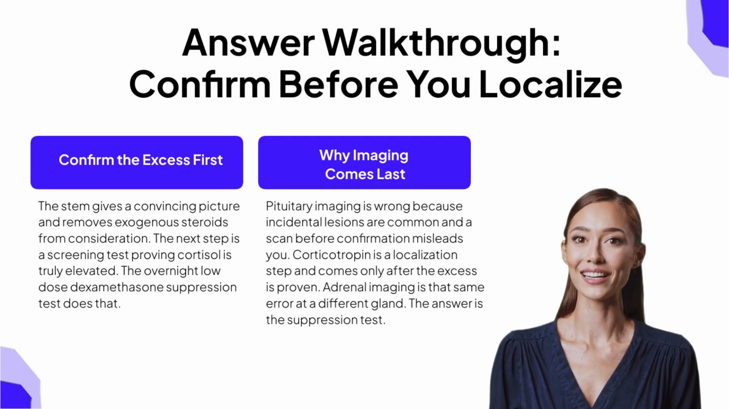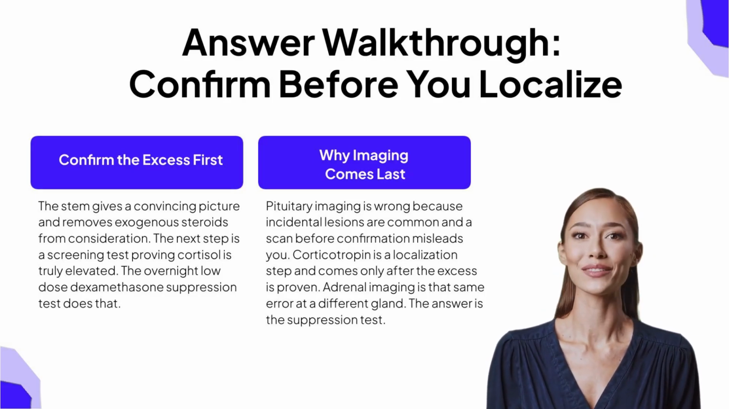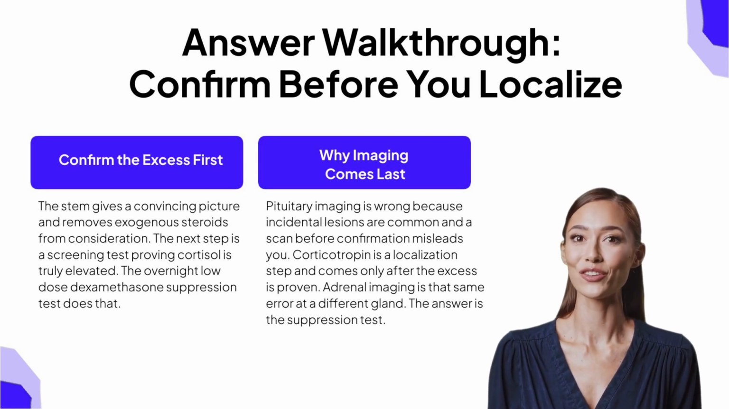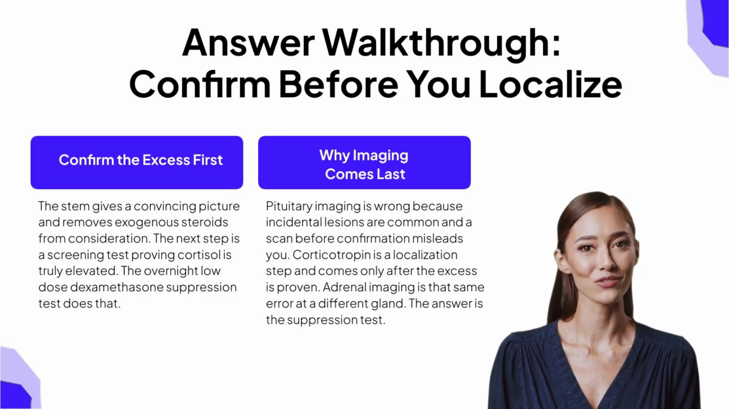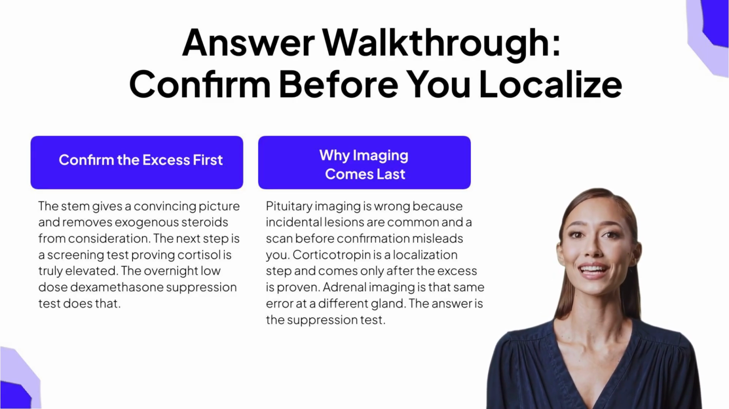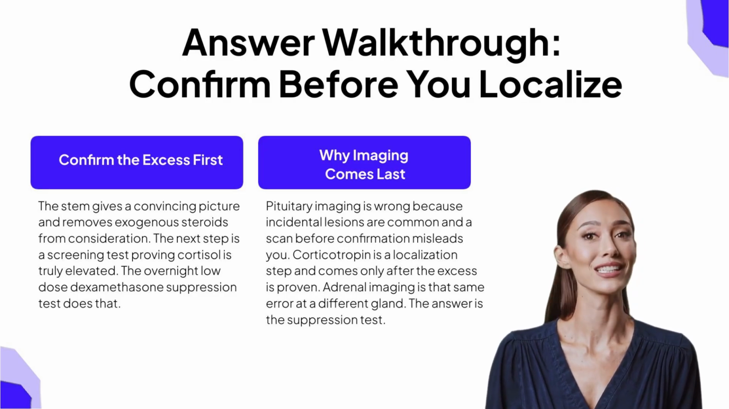First, confirm the excess. The stem gives a convincing picture and tells you she takes no medication but an oral contraceptive, closing the exogenous steroid door. So your next step is a screening test proving cortisol is elevated. The overnight low-dose dexamethasone suppression test does exactly that. A late-night salivary cortisol or 24-hour urine free cortisol are equally acceptable.